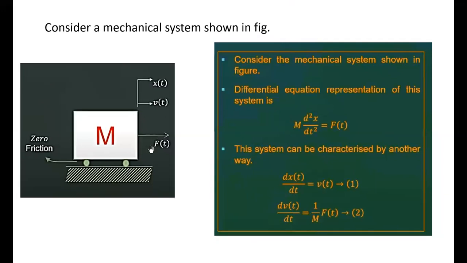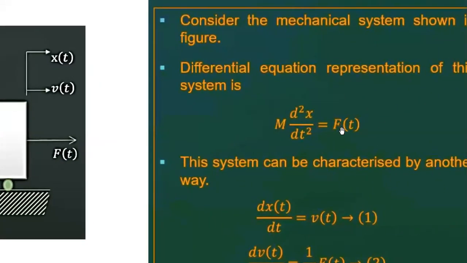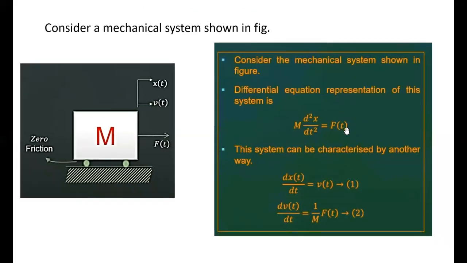So the mathematical equation using the differential relationship can be this. F is equal to m into a, where a is the acceleration. Acceleration is the second order differentiation of displacement. The system can be characterized in another way as well.